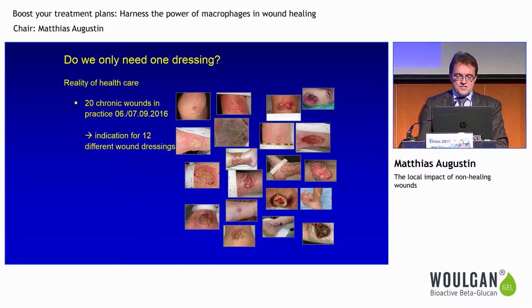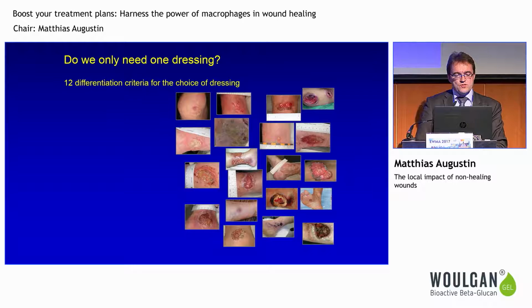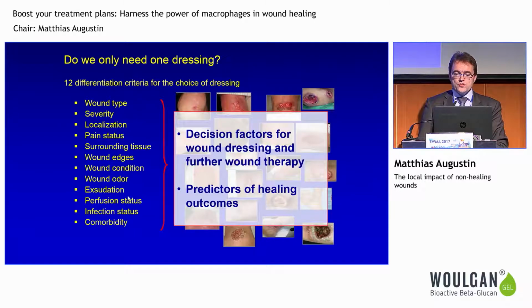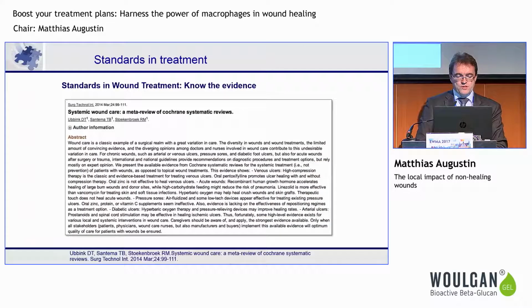And this is just a snapshot on 20 wounds in 1 or 2 days of our wound clinic. And in these 20 wounds, we used 12 different wound dressings, because this followed the conditions and the needs in those patients. And the criteria for choosing different ones rather than having one unique are mentioned here, from wound type and pain status, wound edges, exudation. They all contribute to decisions which then are individual, and doing so we have predictors of healing outcomes. Once we find the best combination.